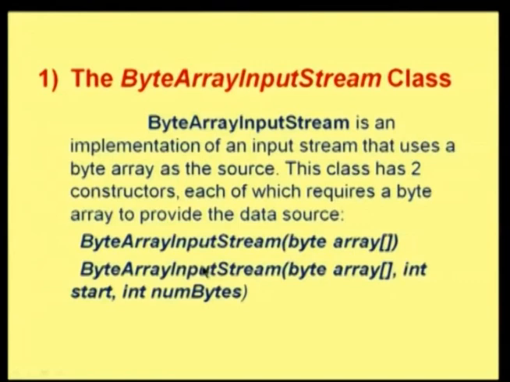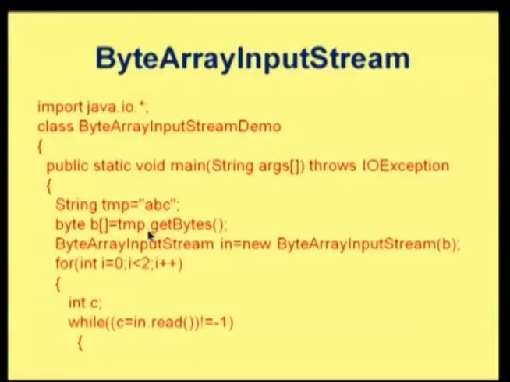The size of the byte array need not be given for one type of constructor, and for the next type of constructor we give a byte array as well as the starting element and the number of bytes that you are going to access from that particular byte array. Since it is an input stream, you are going to access the data that is available in the byte array. You can see a sample program here, import java.io.*.